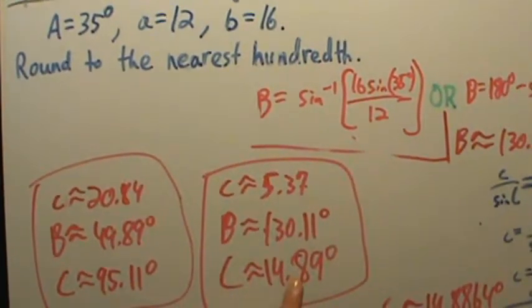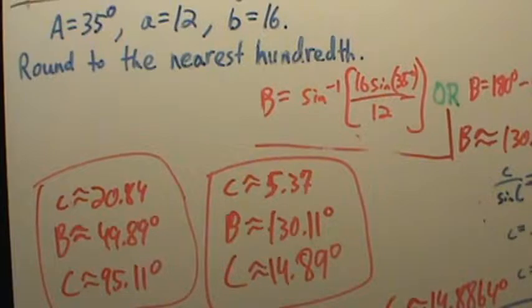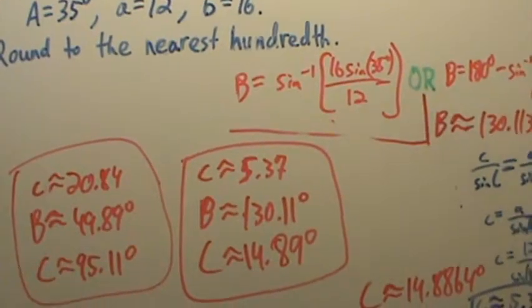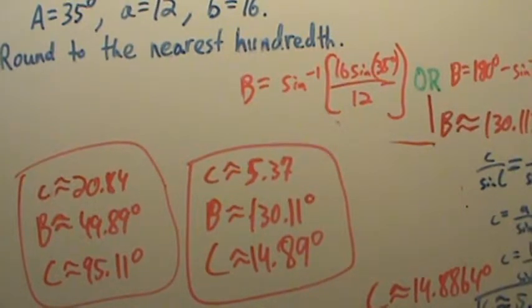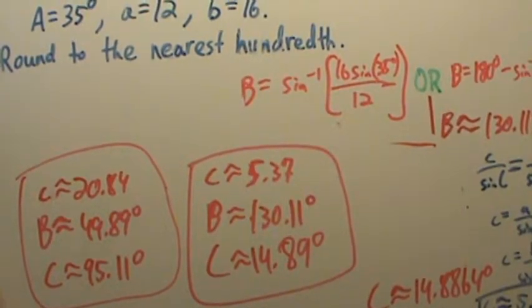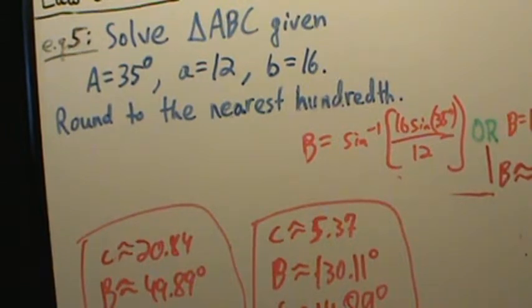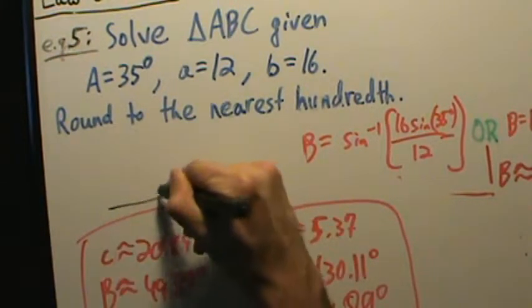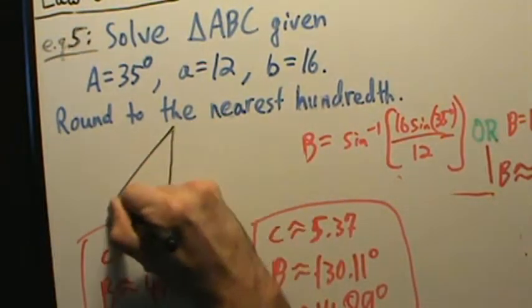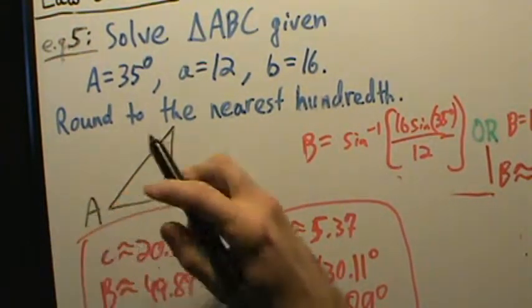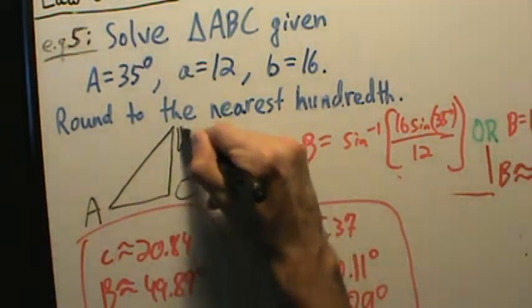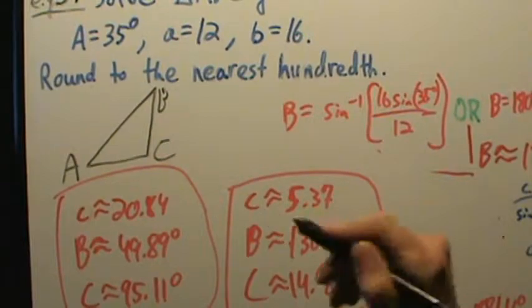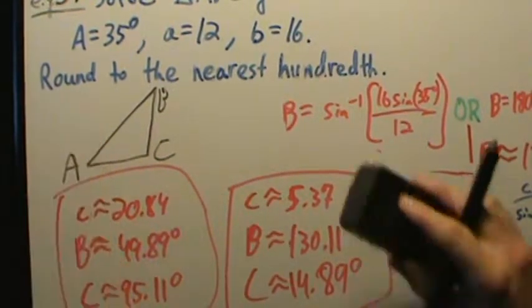So notice this triangle is, well, actually, I guess they're both obtuse. But anyway, what are these triangles going to look like? If we were to draw this triangle here, it would be something like this, where here's our angle A. A was given as 35 degrees. Here's our angle C, slightly bigger than 90 degrees. Here's our angle B, right? That's if we were to draw this triangle here.